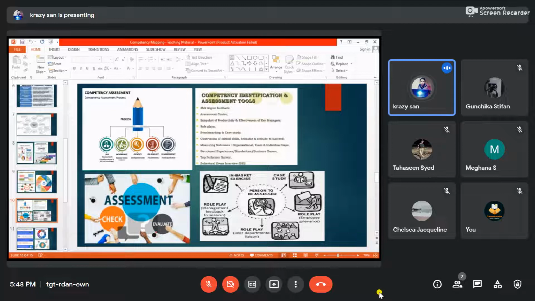A person might be good with the in-basket exercise, role playing, the departmental role playing, the employee grievance role playing, certain case study role playing. So all these tools are used in order to identify the competency of an employee.